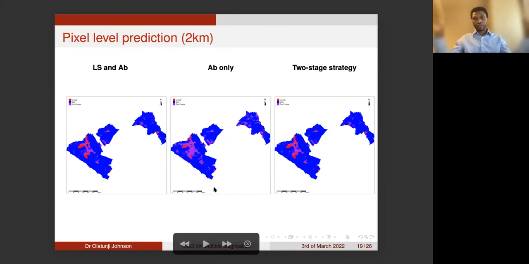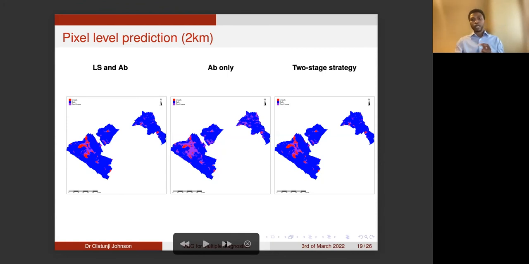So now we have three algorithms. From the Gabon data, we have the two data types. The left panel is when you have both data, the middle panel is when you have antibody data alone, and the right panel is the two-stage strategy. What we can see clearly is that the left panel and the right panel look pretty much similar. This is a prediction at a 2 kilometer grid. With antibody alone, we can see a lot of don't know, and the uncertainty is higher in this area. But both the left and right panels look pretty much similar.